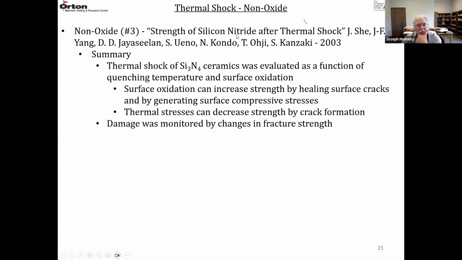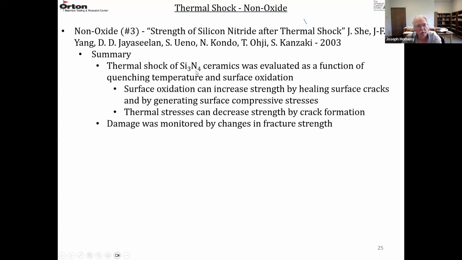This one is a silicon nitride material, and they're basically evaluating the strength of silicon nitride after thermal shock. This was done in 2003. So the thermal shock of silicon nitride materials was evaluated as a function of quenching temperature. And they also looked at surface oxidation. So that can affect the thermal shock behavior because the surface oxidation can actually increase the strength by healing surface cracks.